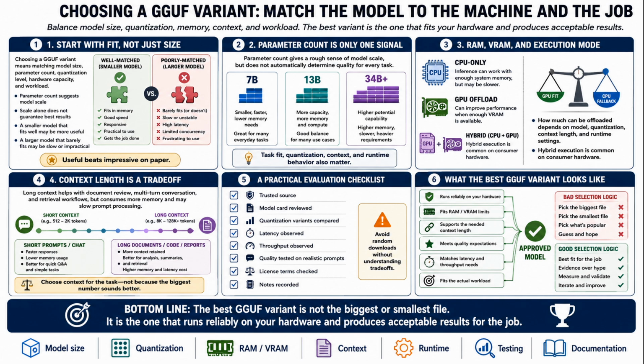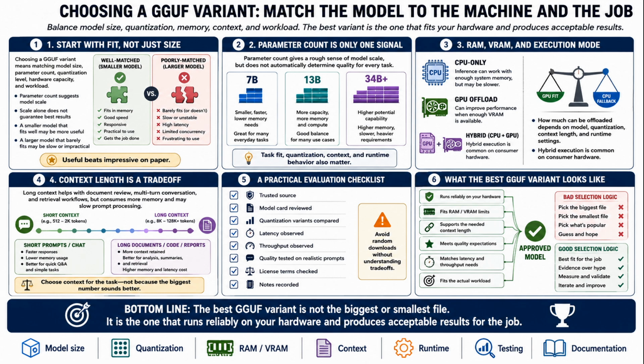RAM and VRAM are practical constraints. CPU-only inference may work with enough system memory, but generation can be slower. GPU offload can improve performance when enough VRAM is available, but the amount of offload depends on the model, quantization, context length, and runtime settings. Hybrid execution is common on consumer machines, where the user balances what fits on the GPU with what can run acceptably on the CPU. Context length should be chosen based on the task.